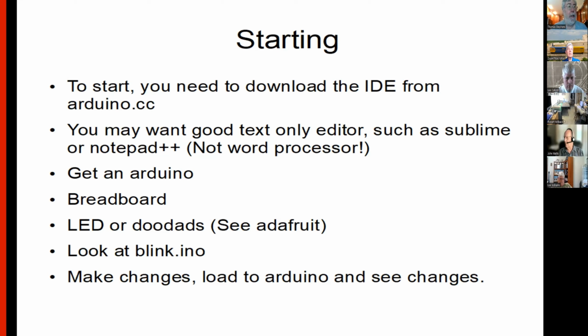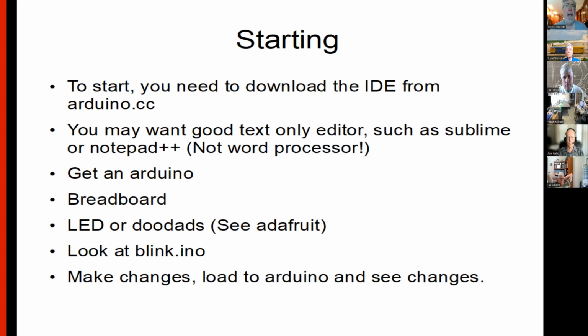You'll get an Arduino. You probably want to get a breadboard. Then you get an LED or some doodads, and see Adafruit. You look at blink.ino. That's the basic, I'm going to make a light go on and off. You make changes, compile it and load it, and then see what the changes are, and then iterate from there. This is not something that you get out of the box where everything's there, unless you get a kit and then you get parts that you can put together.